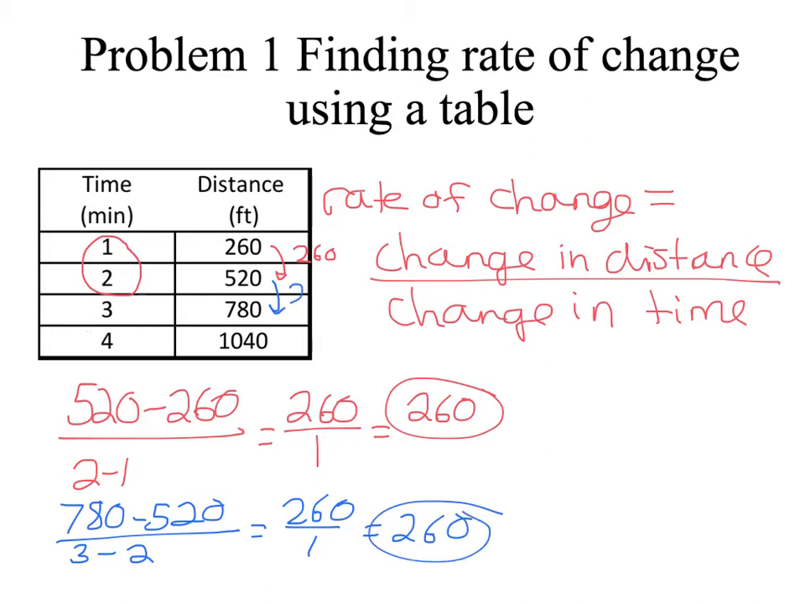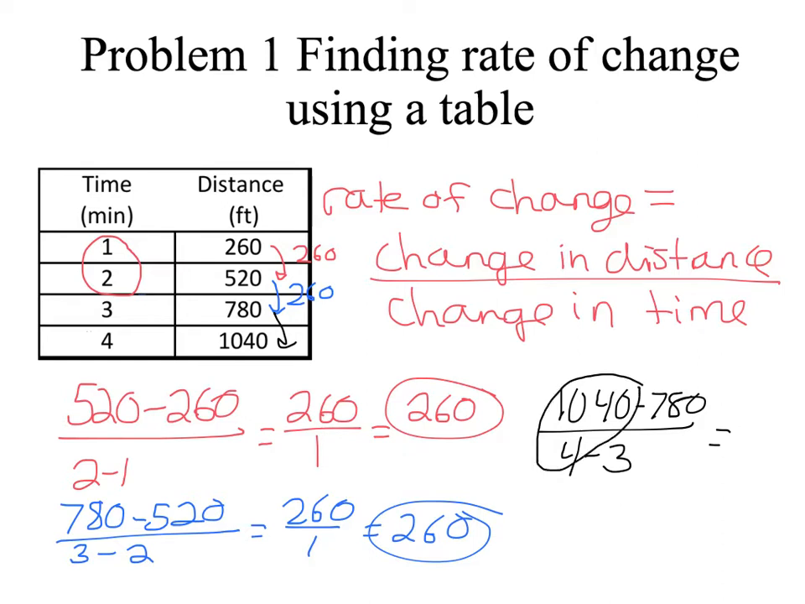So it's constant so far, and then when we check the last one, the change from 1040 minus 780 over 4 minus 3. Now, just so you know, see how I have the 1040 first? I have to have the 4 first. And if I have the 780 second, I have to have the 3 second because they match together. So this is 260 over 1, which is again 260.